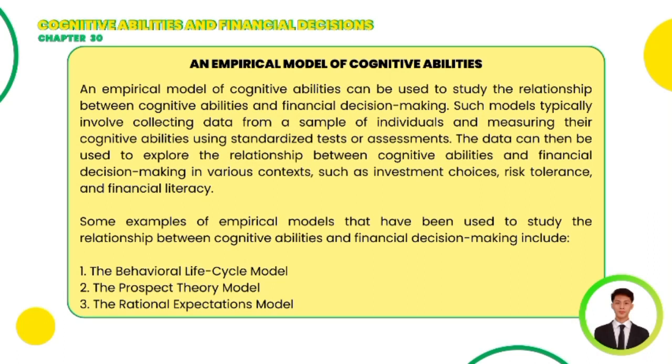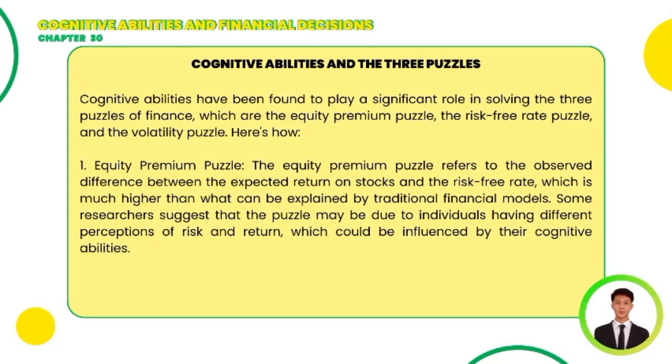Overall, empirical models of cognitive abilities can provide insight into factors that influence financial decision making and help individuals to make more informed decisions. By understanding the relationship between cognitive abilities and financial behavior, individuals can make better choices and achieve their long-term financial goals. Abilities in the three puzzles.